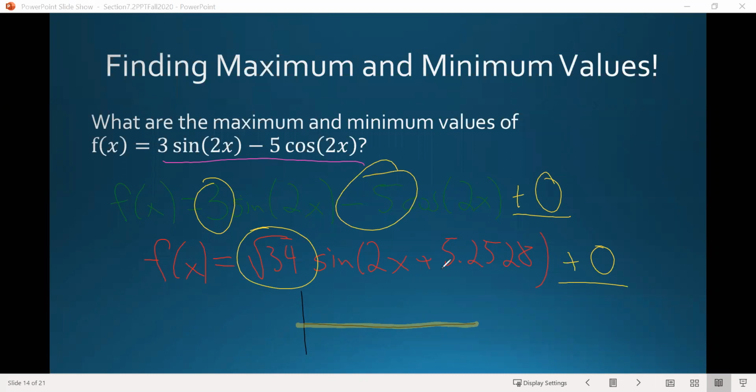So this sine function, and it would probably be shifted, but I'm not going to worry about that right now, as it oscillates above and below its midline, right? Well, the highest it'll go above that is root 34 units, and the lowest it'll go is negative root 34. So those would be our max and our min for this function. So we see the max value it reaches is root 34. The min value is negative root 34. Okay? All right.